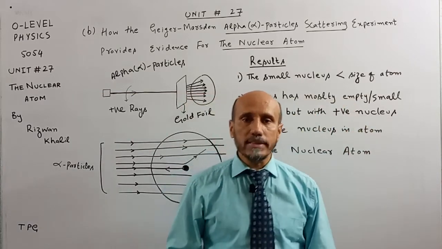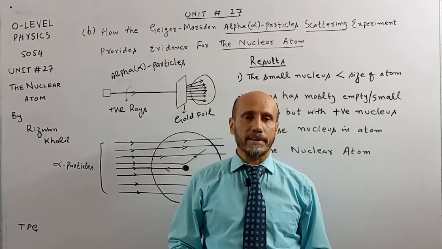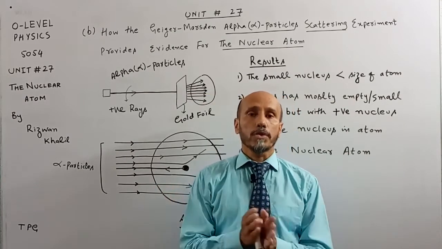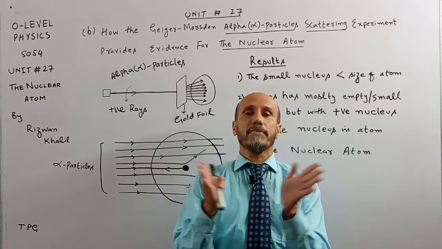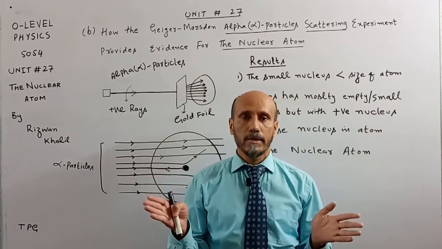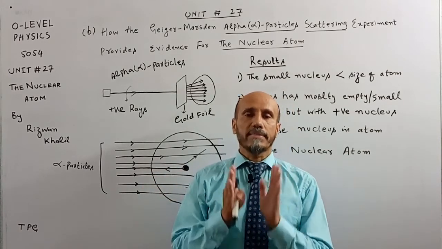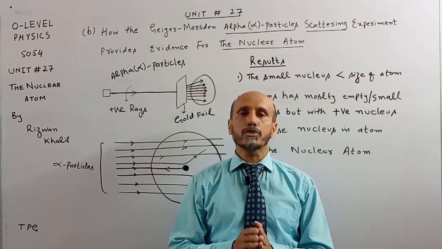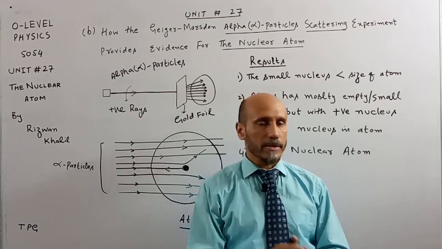Why is the nucleus positive? Why is the nucleus not negative? Because those alpha rays were being deflected, moving away from that particular particle. So it means that that particular particle carries a positive charge, and like charges always repel each other.